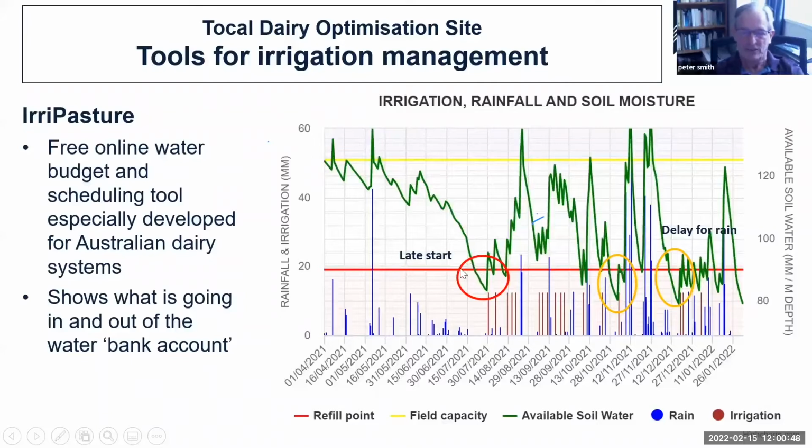So I just want to highlight that in this season we started a little bit late. Got two more circled here in orange where it's gone below the refill point. And these ones are part of the decision-making process, and they were delayed for the rain. There were weather forecasts saying rain should come, but it didn't quite come at the right time. The manager's balancing: if he goes early, will he cause waterlogging and lose production again?